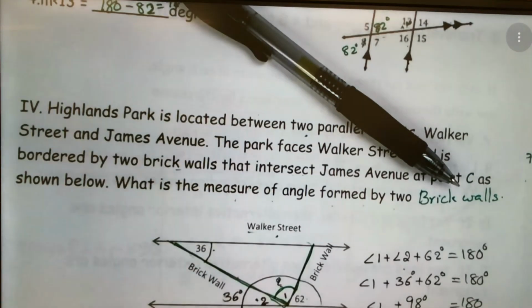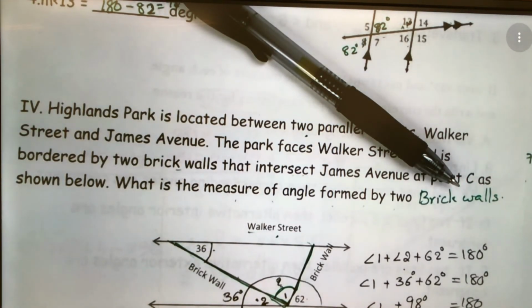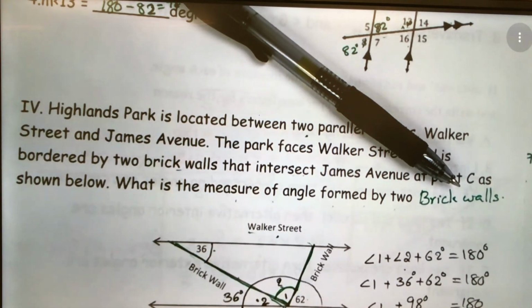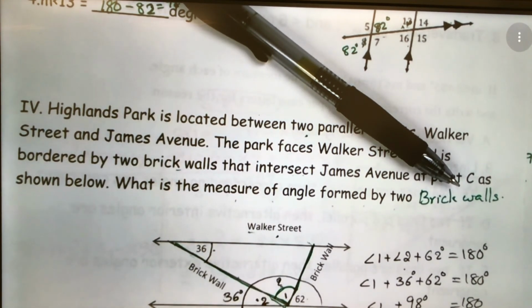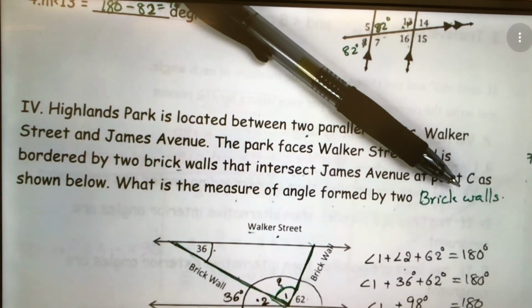Now I hope you understand the different types of problems related to parallel lines and transversals. I hope you understand the concepts and all the questions and problems. And I hope you enjoyed the video. So watch the video one or two times and do all the problems, all the questions by yourself and master those concepts. Thank you for watching this video.